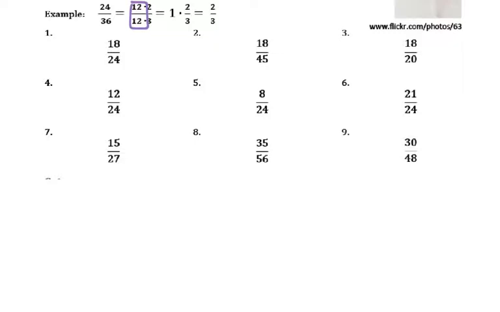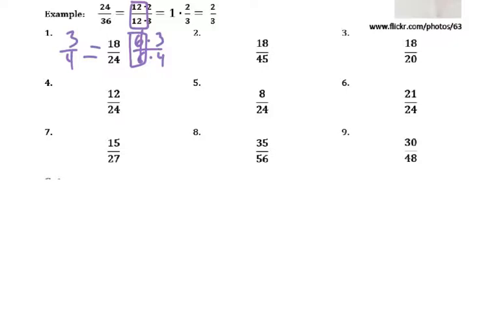So 18 and 24. Well, 18 is like 6 times 3, 24 is 6 times 4. So the 6 over 6 is like 1. 1 times anything leaves us with that. So that's what you're doing on all of these. I'm pretty sure you guys could figure out most of these on your own. I'm trying to look at some that might be a little more difficult to get.